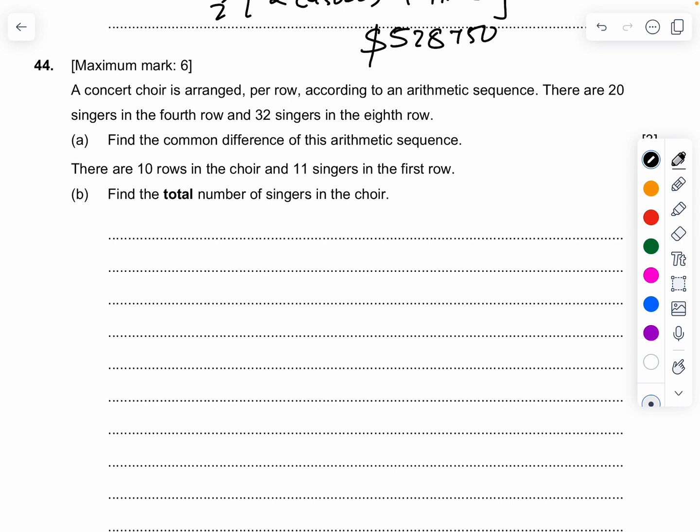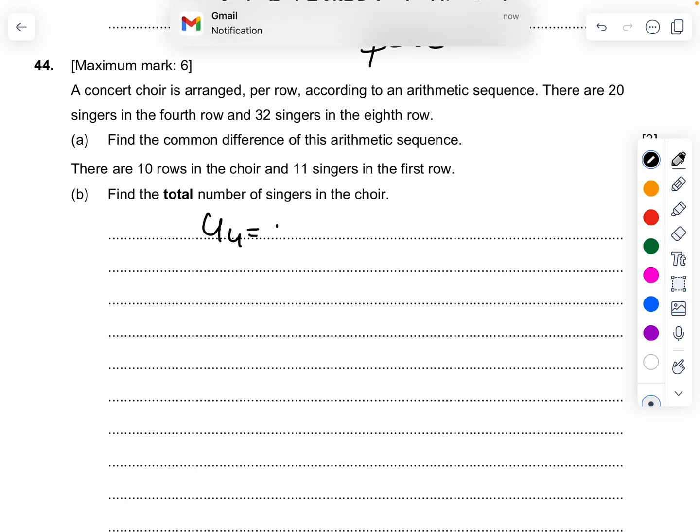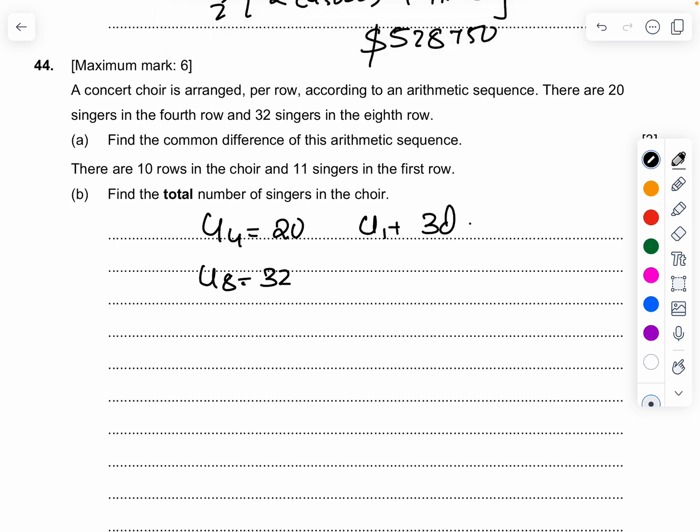Question number 44. A concert choir is arranged per row according to an arithmetic sequence. There are 20 singers in the fourth row, so the fourth row equals 20, and 32 singers in the eighth row, so the eighth row equals 32. The fourth row means U1 plus 3D. The eighth row means U1 plus 7D.